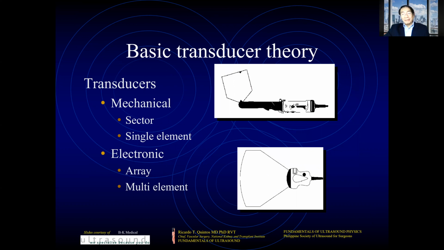So there are different kinds of transducers. There are mechanical transducers and there are electronic transducers. At this present day and age, we rarely see mechanical transducers now. This was the first generation of ultrasound probes. Now we will almost always see electronic transducers with the elements arranged in an array, and there are multi-element electronic transducers that allow it to operate at different frequencies.